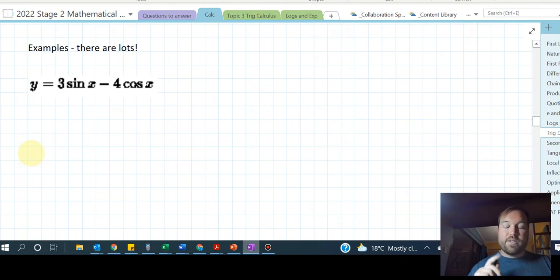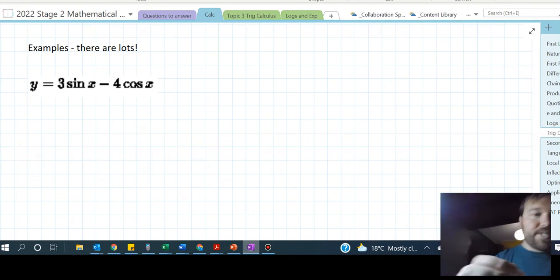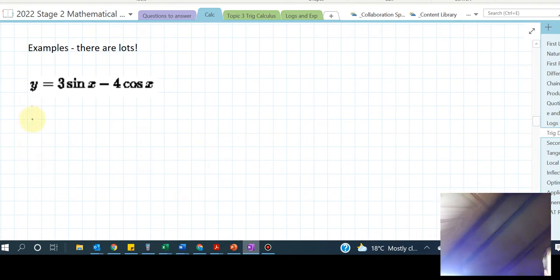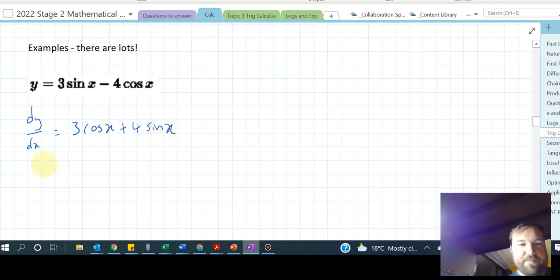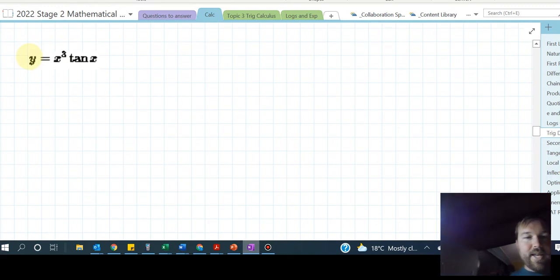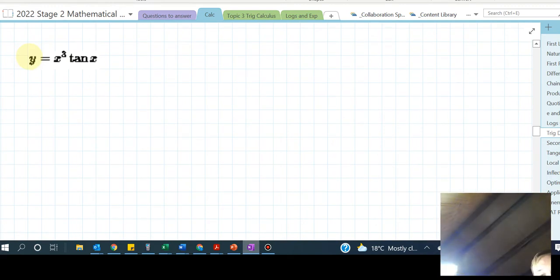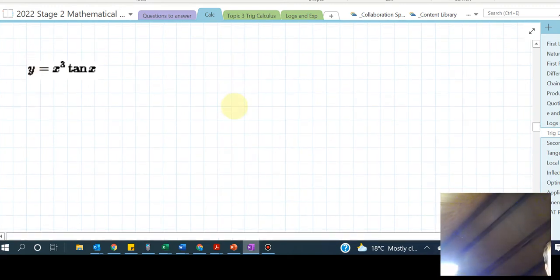Alright, anything connected with plus or minus you can deal with separately. So very simply, dy dx in this case is going to go, well, sine is simple, so 3 cos x. Cos goes to minus sine, so it's going to make a plus 4 sine x. Leave it there.